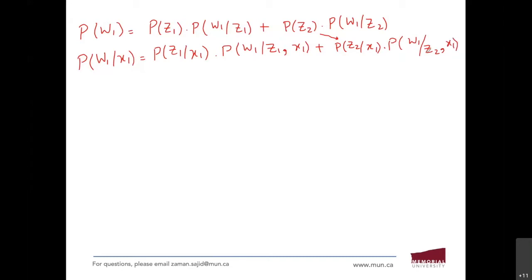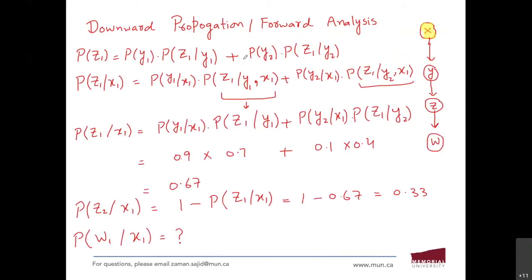Now let's apply the Markovian condition here. If you are looking to apply the Markovian condition, this needs to be simplified. How do you simplify? The same rule applies here. I will take you to the previous slide. Now we talk about W and Z. Z is the parent of W, so we can eliminate the X values here.